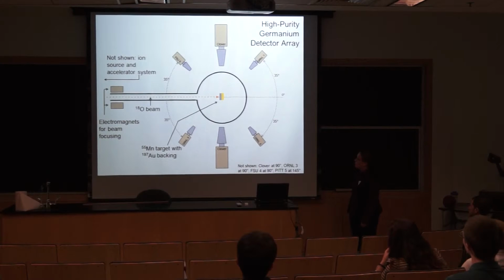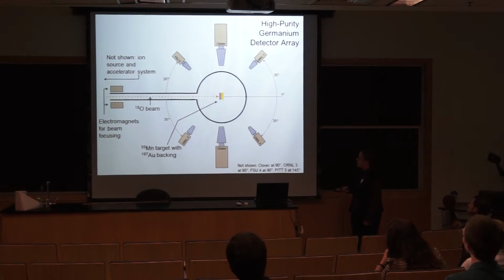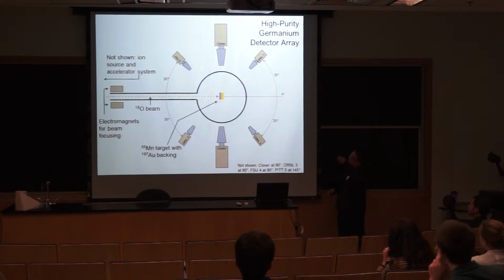So the most important part of the apparatus to my analysis was the high purity germanium detector array. So here we have the oxygen-18 beam coming in from the accelerator. It hits the target, and then it's surrounded by 10 gamma detector arrays. There's 6 here, and then there's like 4 coming from the back and from the front.